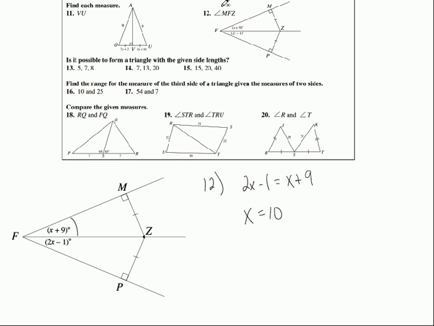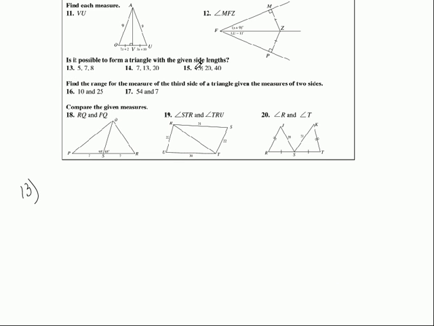Remember, it says find angle MFZ. Make sure that you find what they're asking for. Don't just assume they only are asking you to solve for x. So it's x plus 9, which is 10 plus 9, and that's 19. So angle MFZ is equal to 19 degrees.